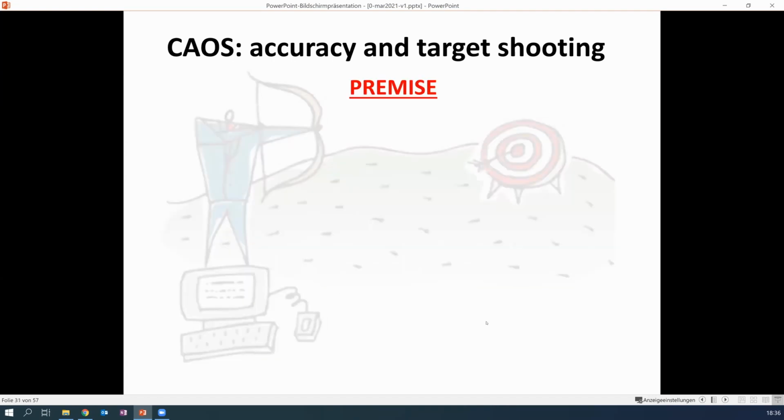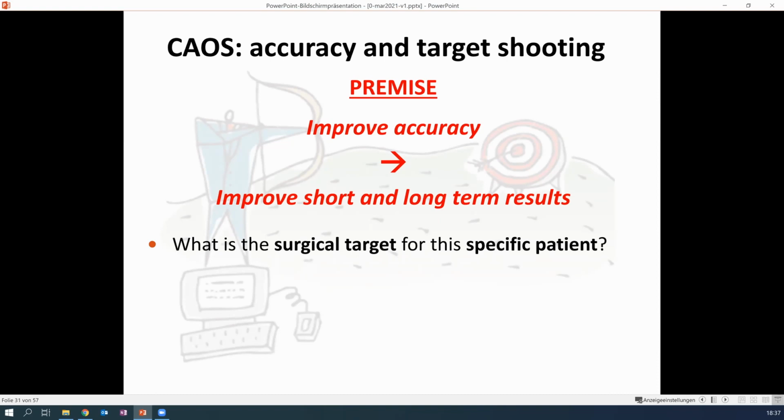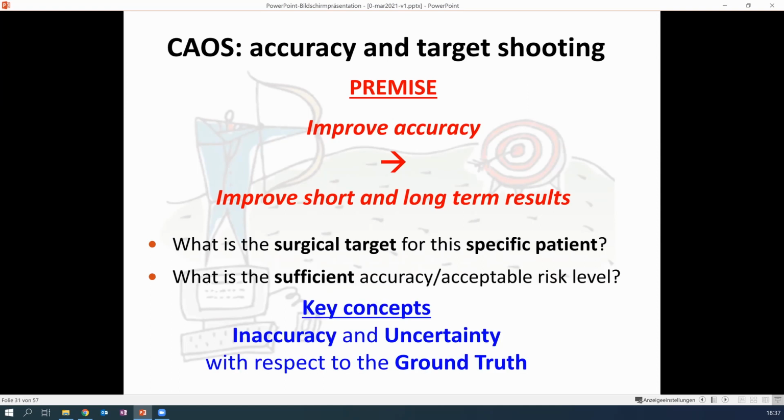So they're shooting at the target, and the premise that we've all been working with, and it's implicit in all the papers, is that if you improve the accuracy, you're going to improve the short and long-term results of the surgery. This is a basic premise of most of the papers that you have been reading. But there is a little question here. What is the surgical target? I mean, if you know what the target is, that's great. But who defines what this target is? And what is a sufficient accuracy and acceptable risk level? That's the really interesting question.